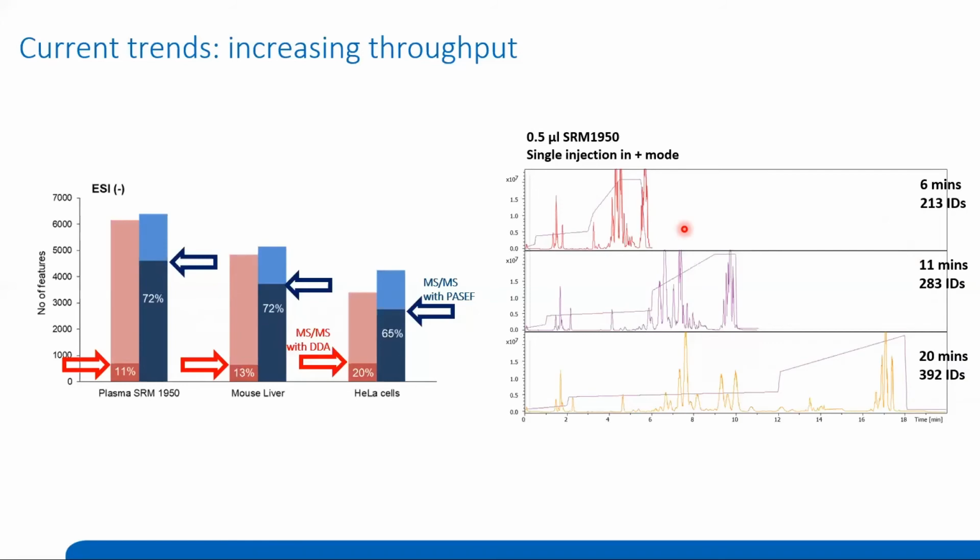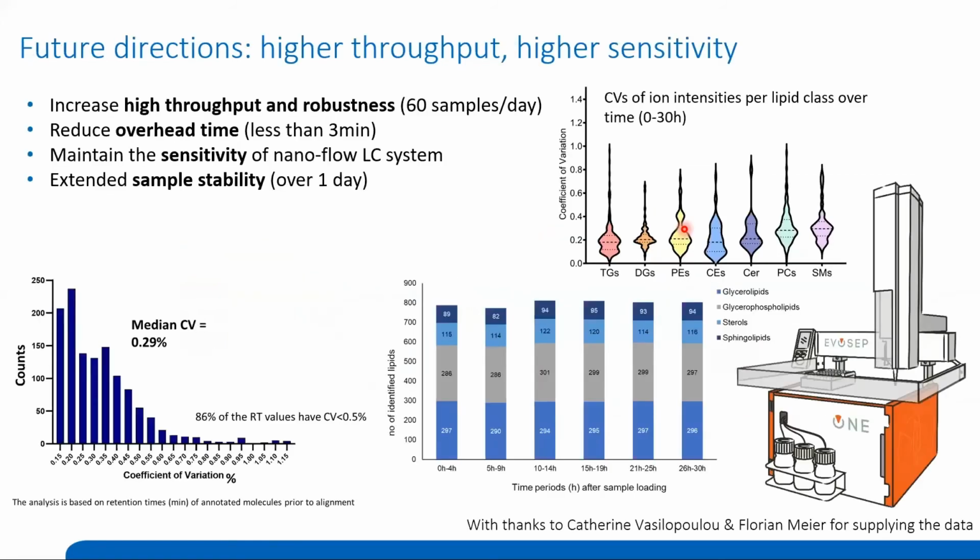So we look to increase the throughput by interfacing the EvoSep1 to the timsToF system. This has already been done for proteomics, and we're now using this workflow for 4D-Lipidomics. With this, we want to further increase the throughput as well as the robustness of the workflow. With the EvoSep1, we can reduce the overhead time to less than 3 minutes whilst maintaining the sensitivity.